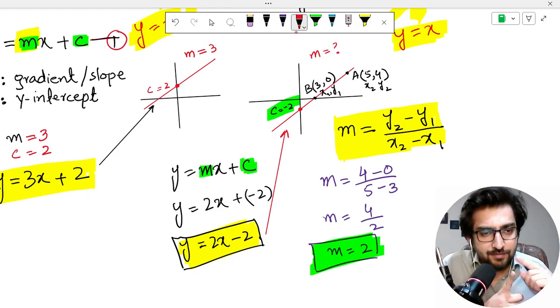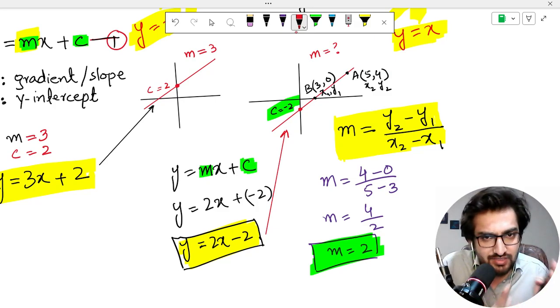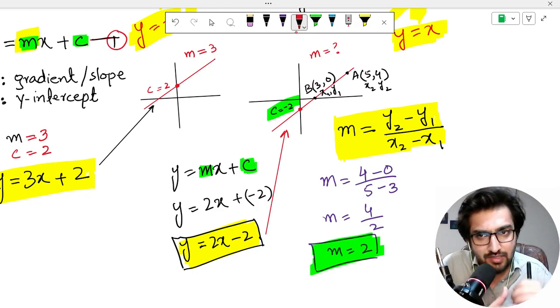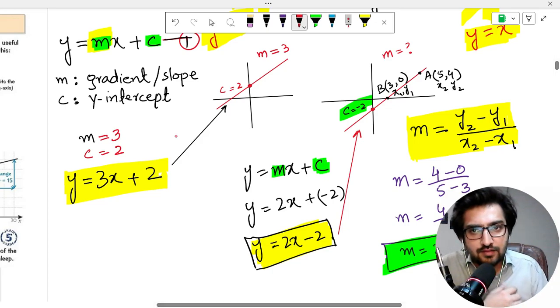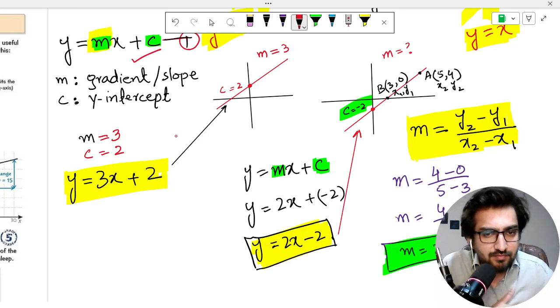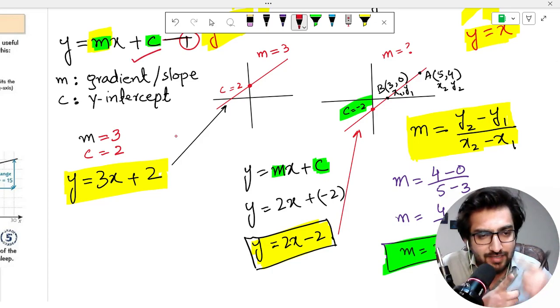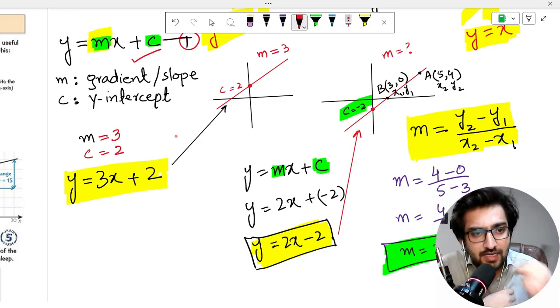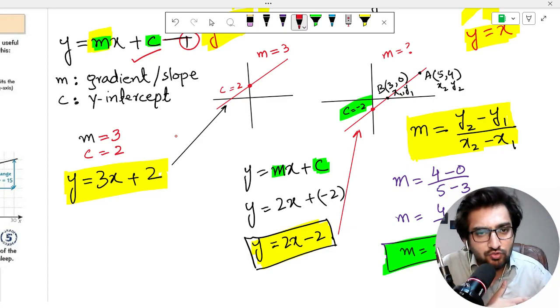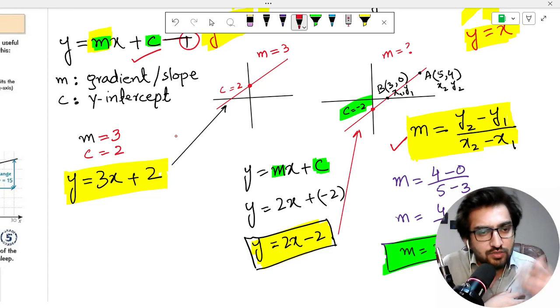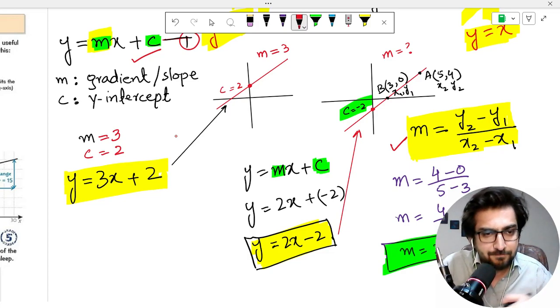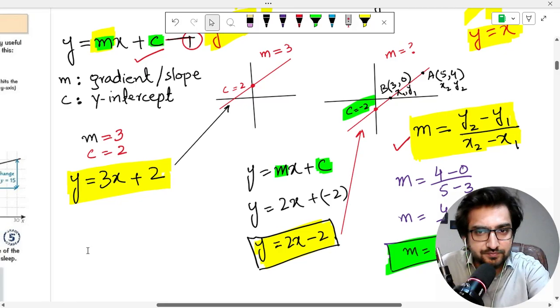Sometimes gradient and y-intercept will be directly given to you. You just need to take those values and put them in equation number 1. And sometimes slope will not be given to you. Instead of that, 2 points on that line will be given. So you can use this formula in order to find out slope and then put m and c in equation number 1. You will get the equation of the line. So this is the method.